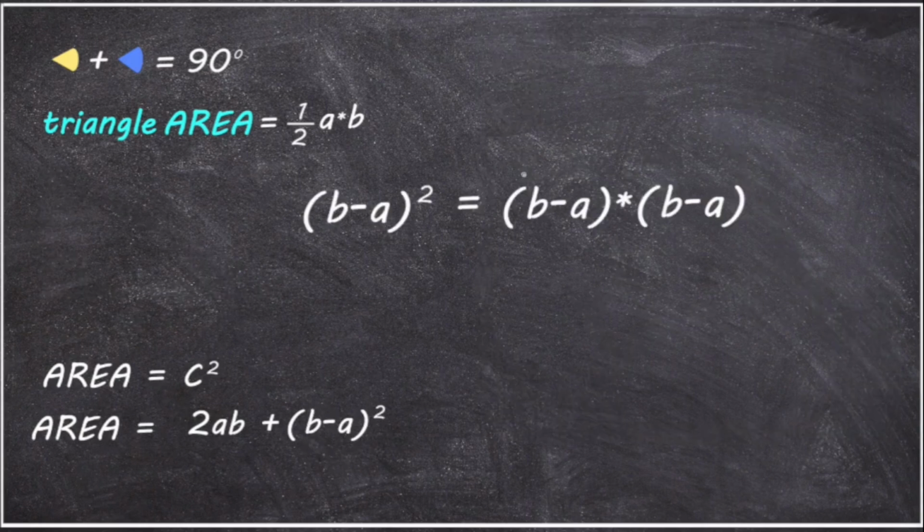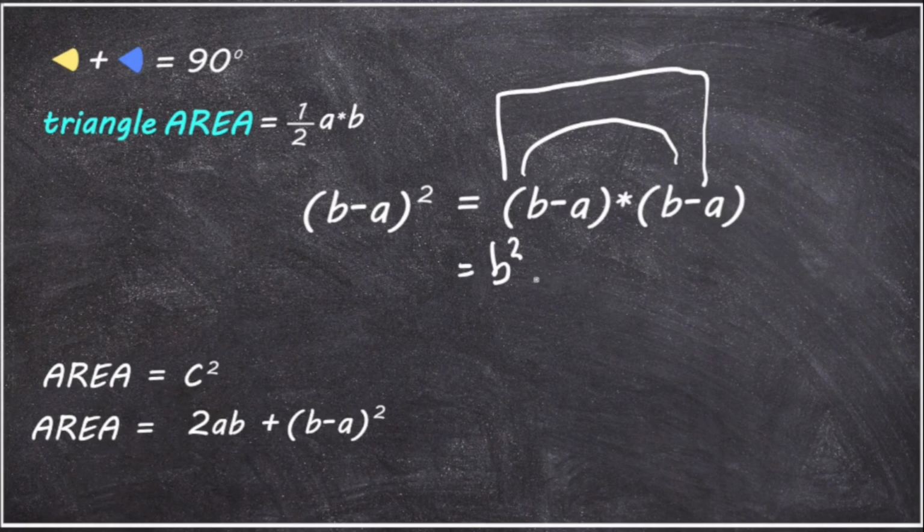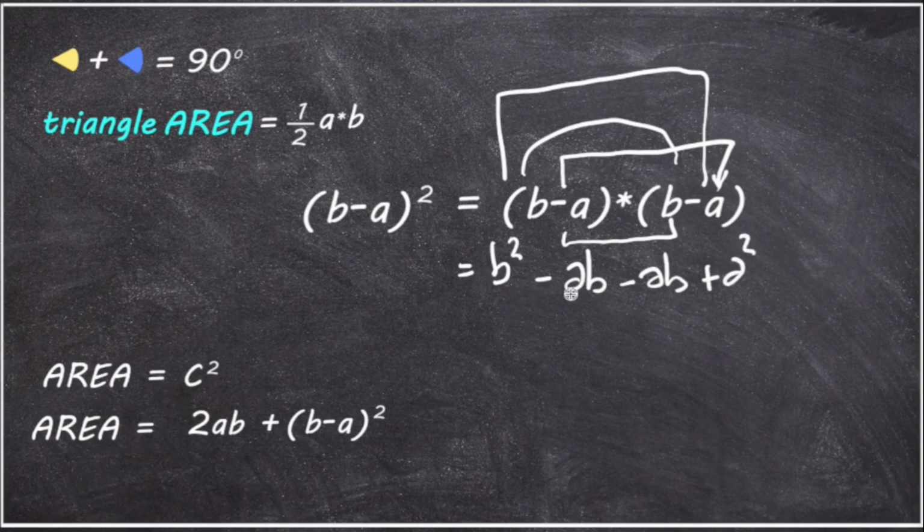First of all, we have B times B, which equals B squared. Then we get B multiplied by minus A, which equals minus AB. Then we get another minus A multiplied by B, which gives us another minus AB. And finally, we have minus A multiplied by minus A. 2 negative numbers multiplied gives a positive number, so that gives us A squared. We can simplify this further because we have 2 minus ABs, so that's minus 2AB. And so we get B squared minus 2AB plus A squared.